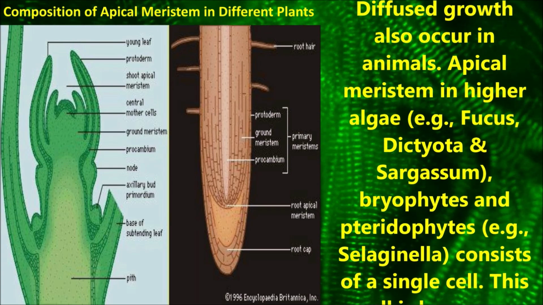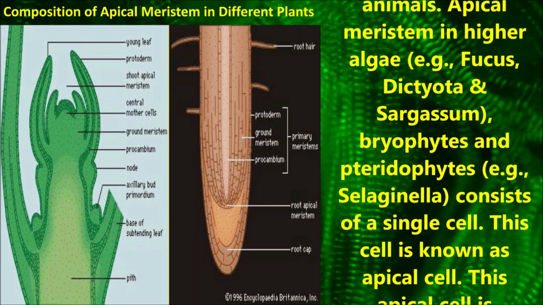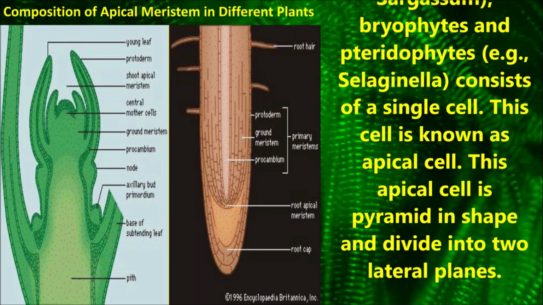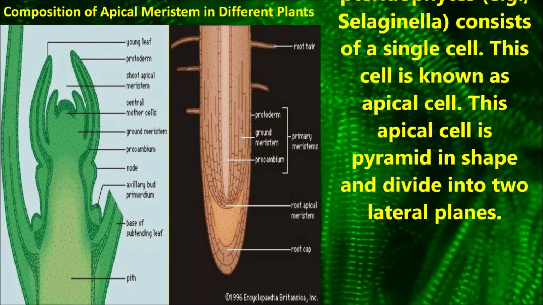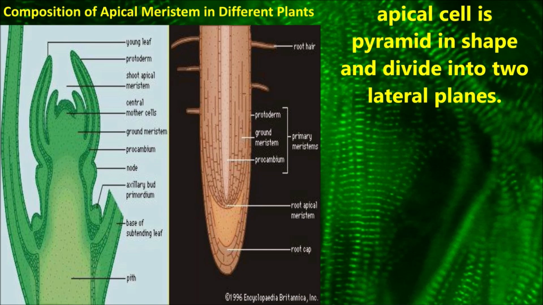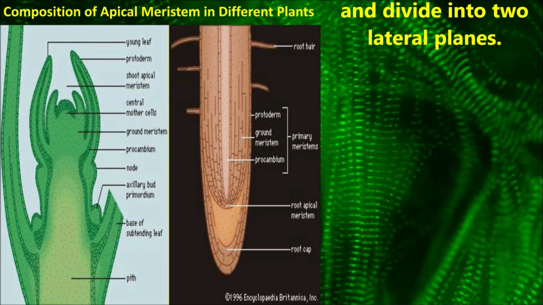Apical meristem in higher algae, for example Fucus, Dichotomaria, Sargassum, bryophytes and pteridophytes, consists of a single cell. This cell is known as the apical cell. This apical cell is pyramid in shape and divides in two lateral planes.